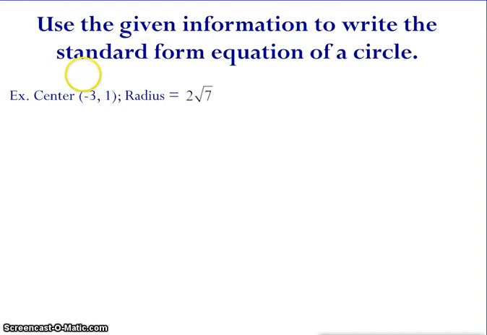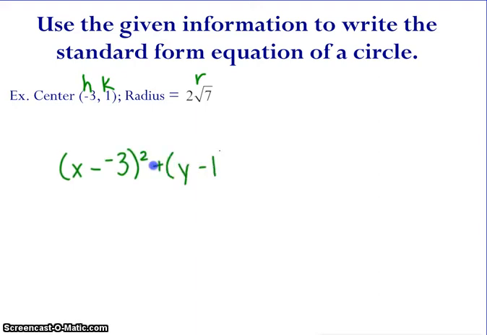All right, so let's do another problem. h is negative 3, k is 1, and my r is 2 square roots of 7. So we have x minus a negative 3 squared plus y minus 1 squared equals 2 square roots of 7 squared. Now notice all I did in this part is just plug in what I know. I've not tried to simplify anything just yet. Now I'm going to begin the simplification process.